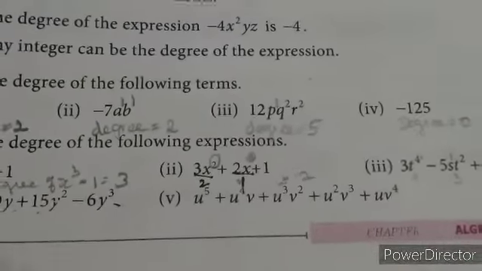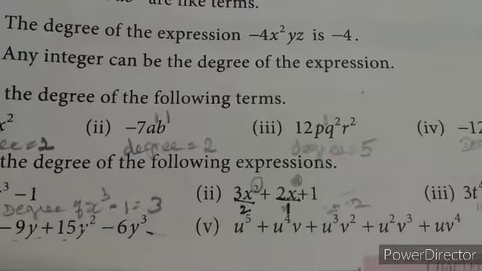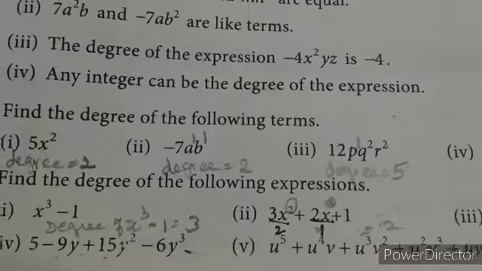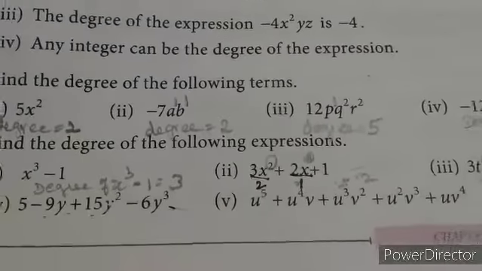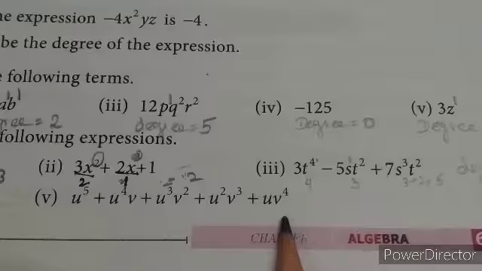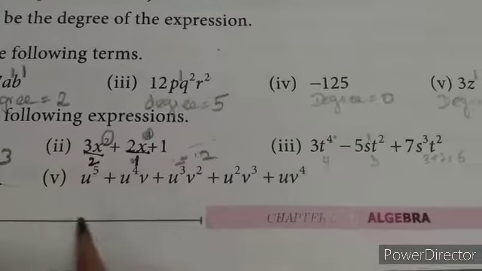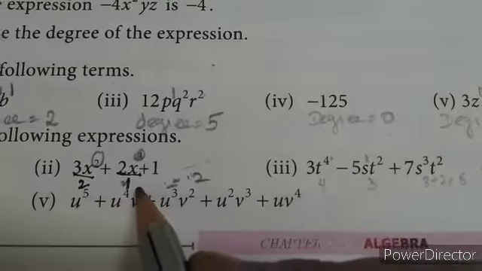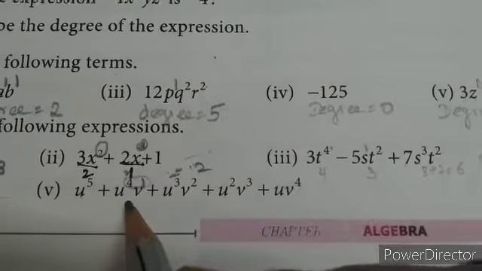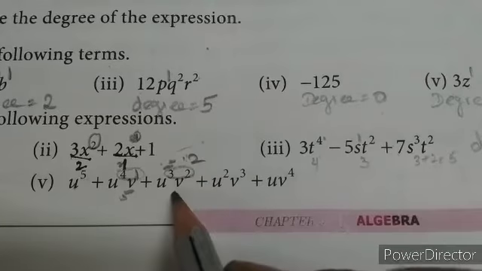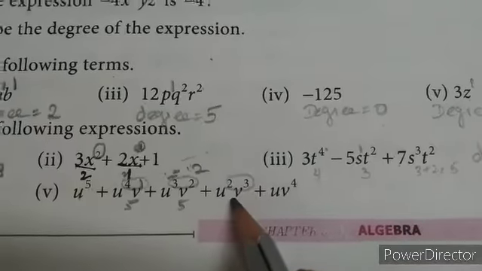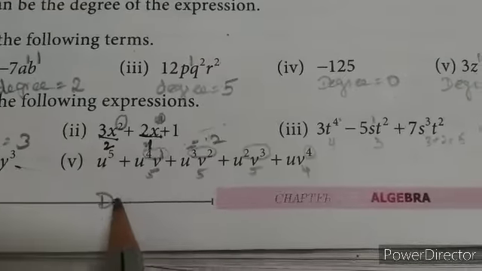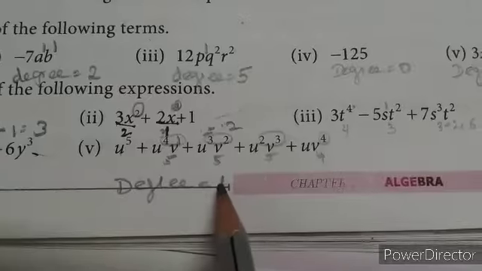Like that, you can check the rest of the sums. Yes, whichever has the highest power, that is your answer in the given expression. Let's try one more sum in question number 4. u power 5, here it is u power 4 and 1. Add the powers alone. So 5 here, 5 here, 5, and here it is 4. So the degree of the given expression is 5.